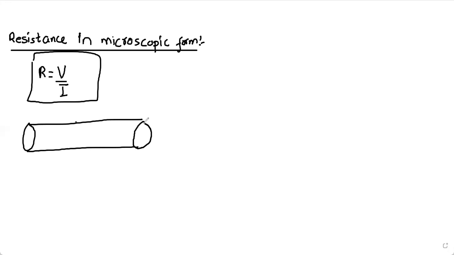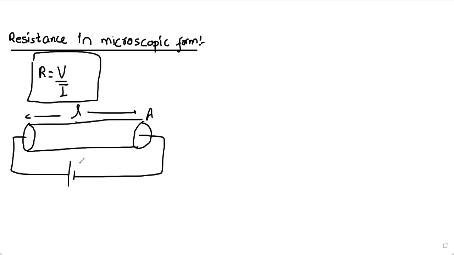This is the conductor, area of cross section is A, length of the conductor is L. We connect it to a battery of voltage V.